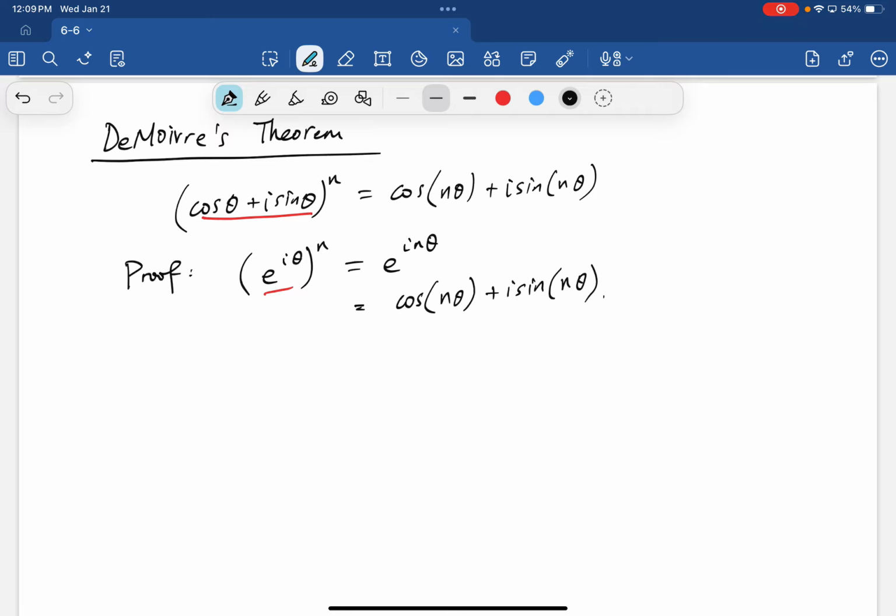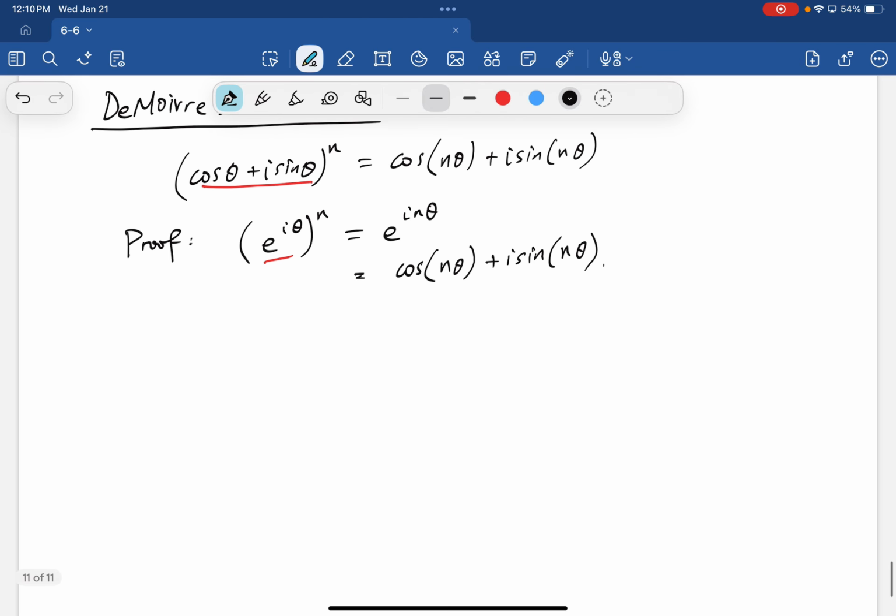Okay, so let's do an example. Suppose that we were asked to calculate this: 1 plus i to the power of, let's do something obscene, like 24.